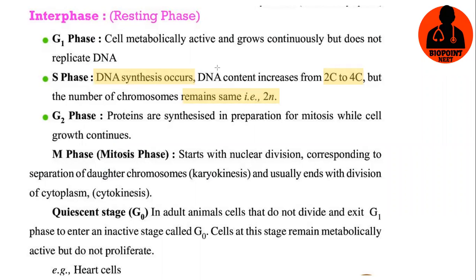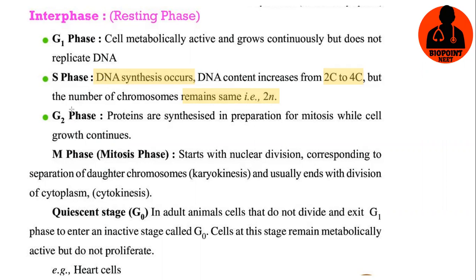G1 phase is the longest phase of interphase. During G1 phase, most of the cell organelles increase in number, and different types of RNA and proteins are rapidly synthesized.